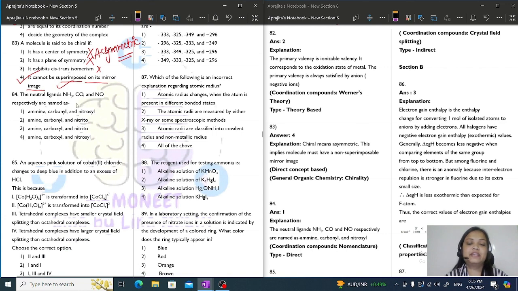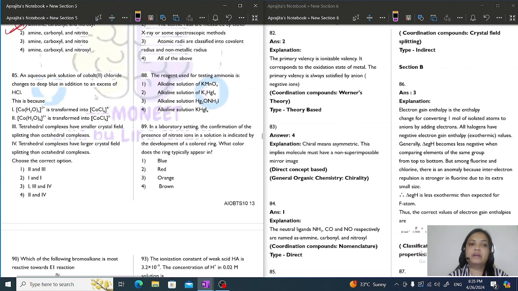Question number 84. Neutral ligands NH3. So NH3 is known as amine, CO is known as carbonyl, and NO is known as nitrosyl. So the answer is option number 1. Here we just have to name the ligands. This is easy.